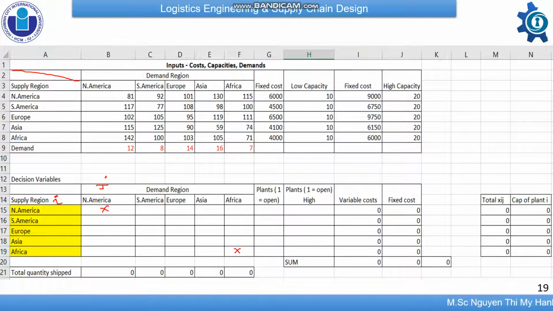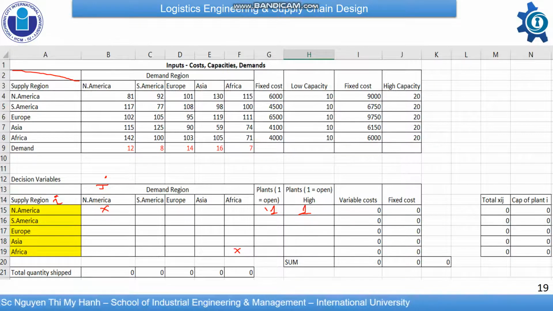Then for the plant, if G15 equals 1, it means that we will open the plant with low capacity. And here, if H15 equals 1, it means that we will open the plant with high capacity.